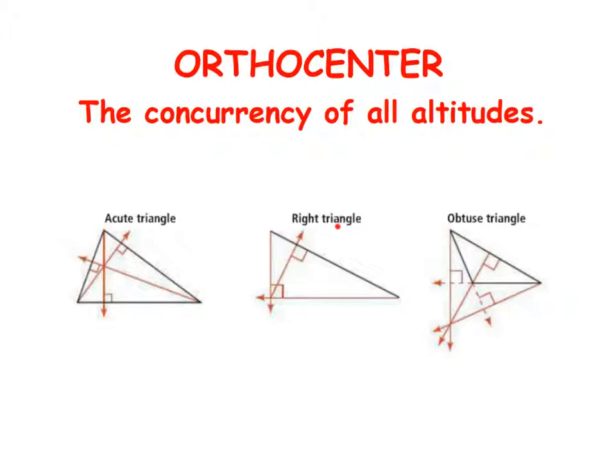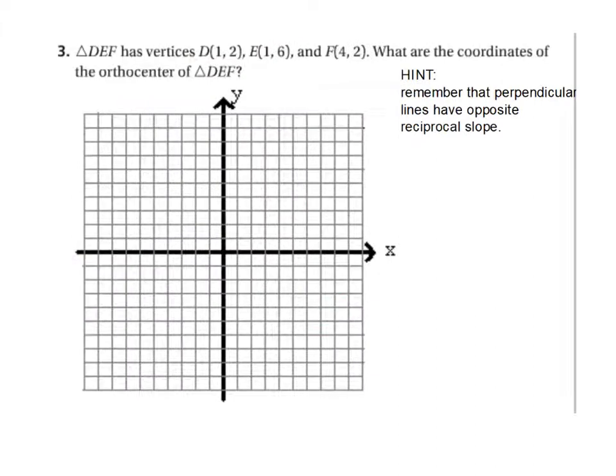If it's a right triangle, it's going to land on the triangle somewhere. So right here you can see I dropped that altitude, I dropped that altitude. Because it's a right triangle, they happen to be legs, and then I dropped this altitude, they all cross right here at the vertex of my right angle. And if you have an obtuse triangle, which means you have one angle that's obtuse, then those altitudes all end up intersecting actually outside of the triangle.